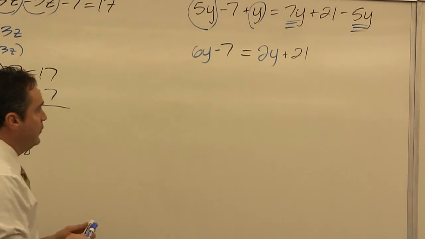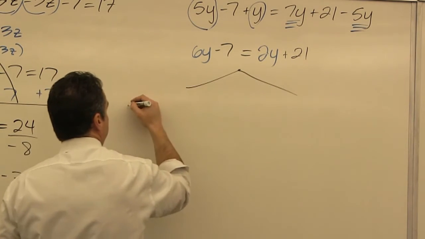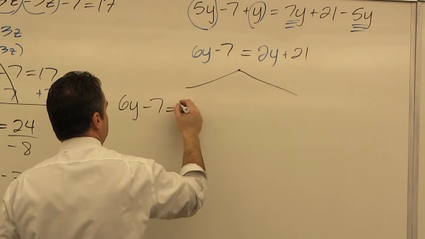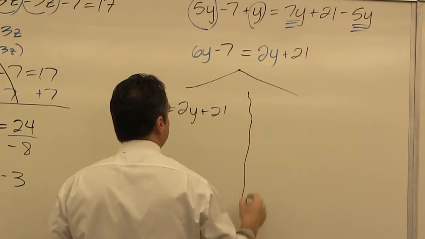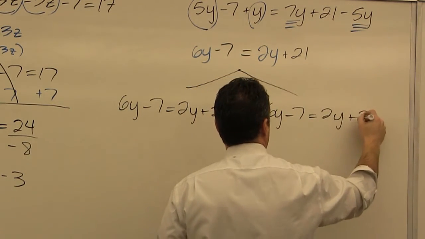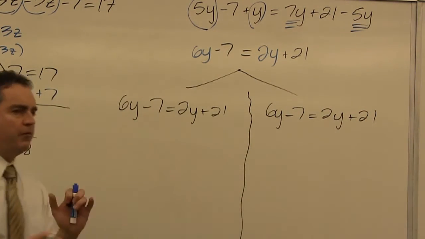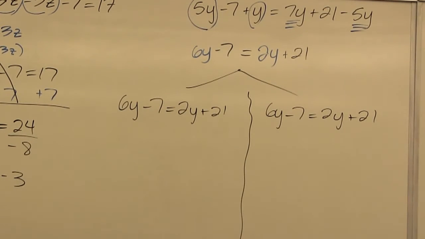There are two ways in which we can do this problem at this point. So I'm going to break this apart here. 6y minus 7 equals 2y plus 21. And then we'll put a little divider here. And 6y minus 7 equals 2y plus 21. Now, do you need to do this two different ways? You don't. This is merely to show you there are two different ways we can approach this problem. Then we're going to ask you which one you like better.